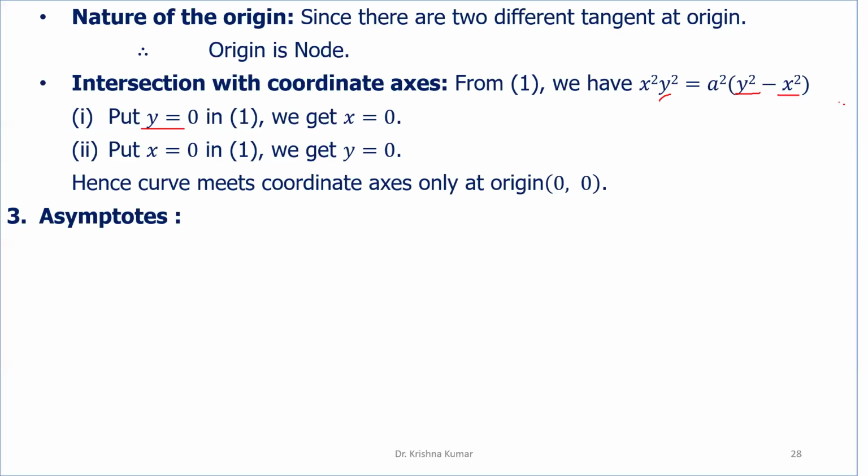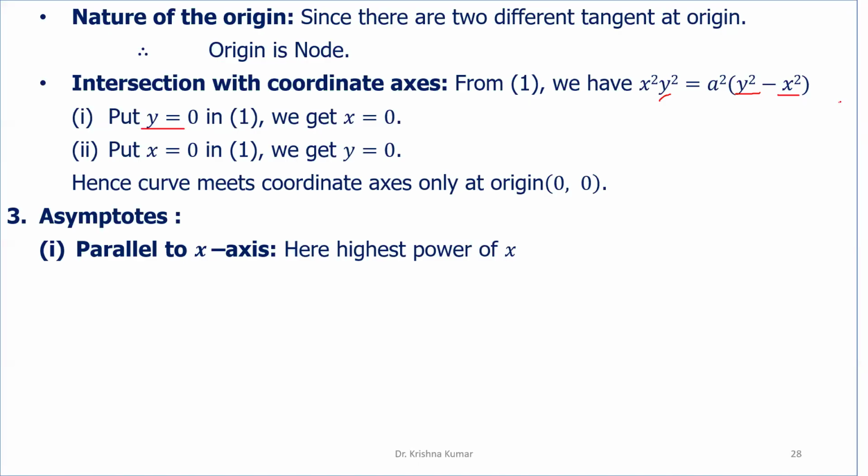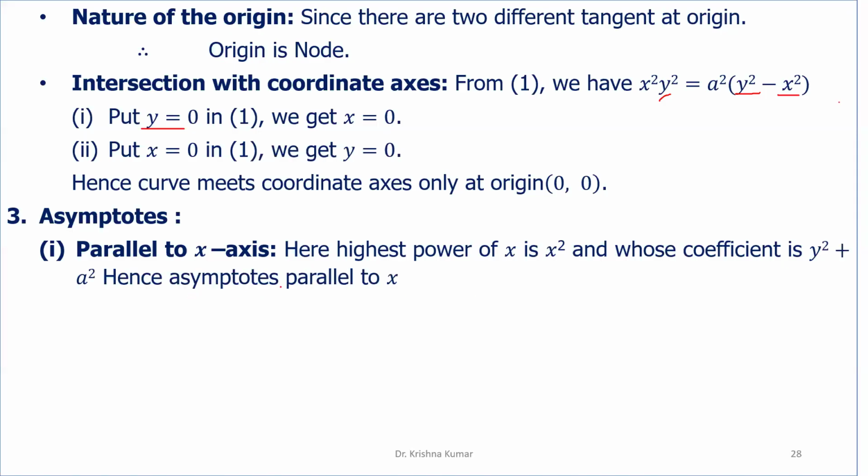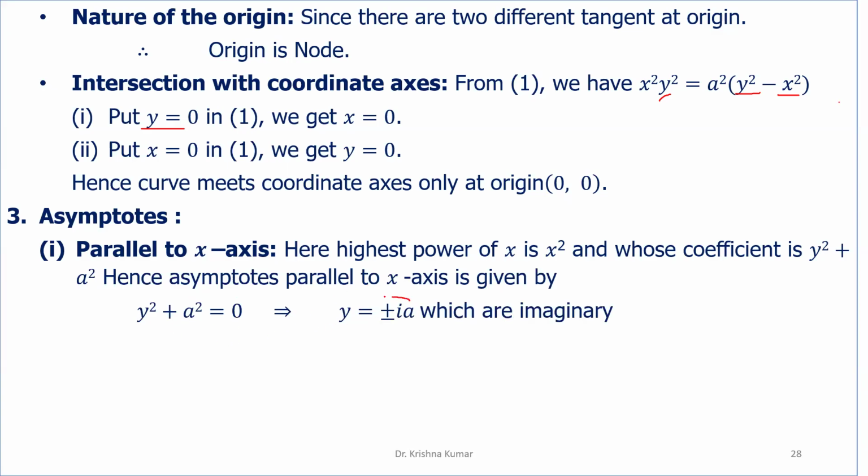Let us try to find out the asymptotes. So parallel to x-axis, here the highest power of x is x square and whose coefficient is y square plus a square. Hence, asymptotes parallel to x-axis is given by y square plus a square equal to 0. And if we simplify it, we are getting the imaginary asymptotes y equal to plus minus a. And we know that there is no meaning of imaginary asymptotes, so we cannot consider these asymptotes. Second is asymptotes parallel to y-axis.